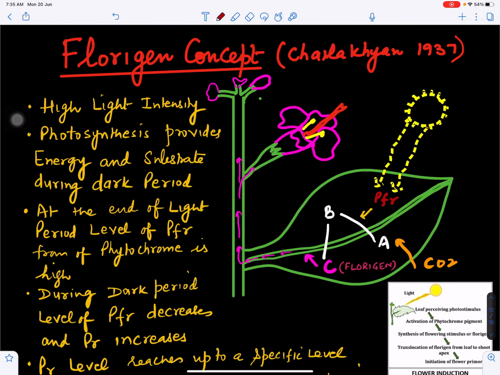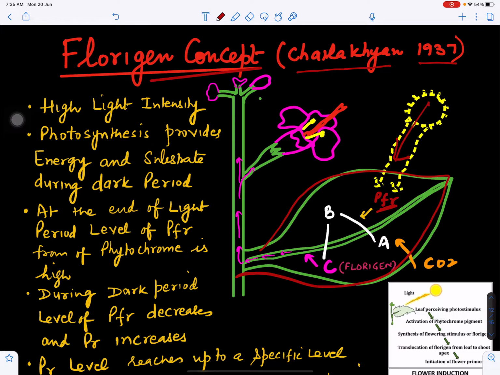So how is this phytochrome pigment helping in photoperiodism? This was explained by Chailakhyan in 1937. This concept is also called the Florigen concept. Now, as we discussed in the earlier video of Photoperiodism-1, a link will be shared in the description box, leaves are responsible for perceiving the photoperiodic stimulus. Now, light is falling on the leaf, right? So when light is falling on the leaf, as we discussed, at night PFR is active. When light is falling, photosynthesis will take place.